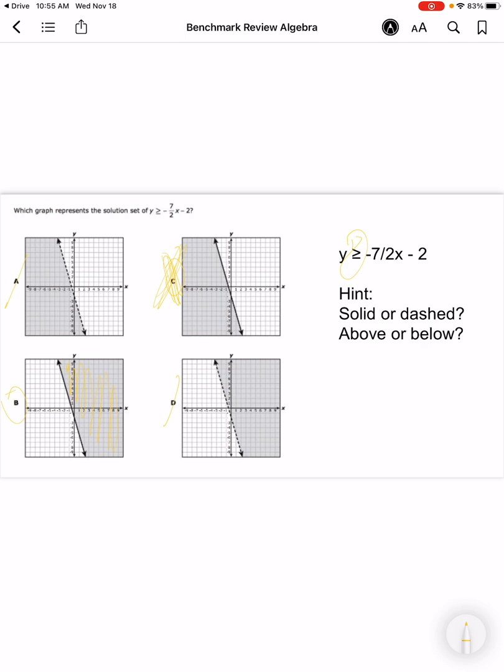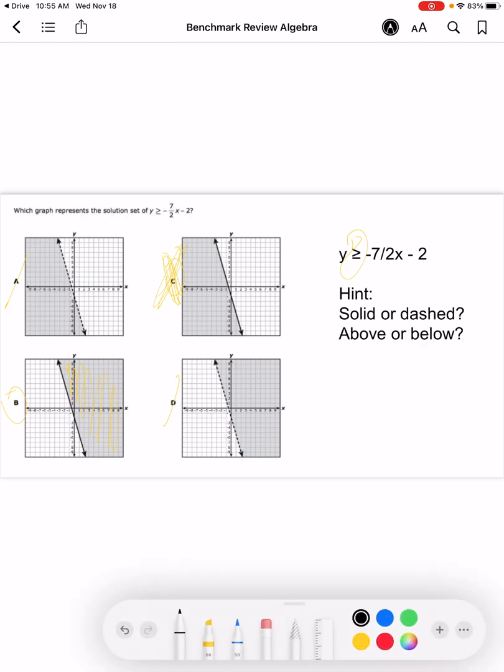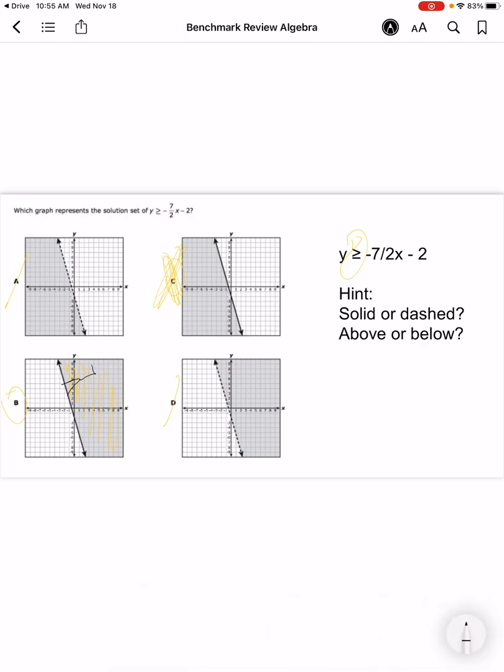To find out if something is above the line, the easiest way to do it is to draw a man. If the man could stand or slide, he's above the line. Here, if I drew a man on the shaded side, he would not be able to stand. He would fall to the ground, so he's on the less side. So C cannot be our answer. The answer is B.